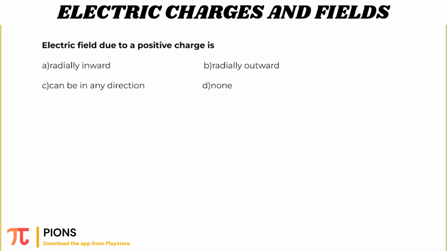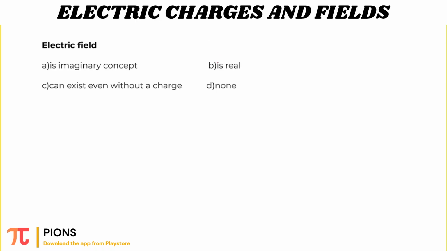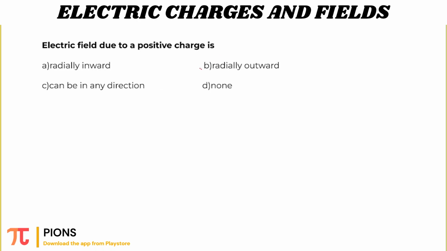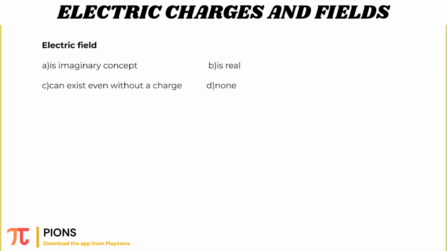Yes. So electric field due to a positive charge is radially outward. Let's see the next one. Electric field is real. That's true. Electric field lines are imaginary.